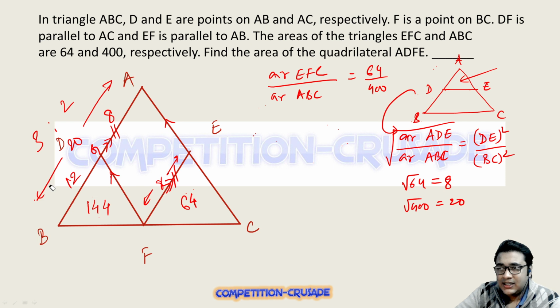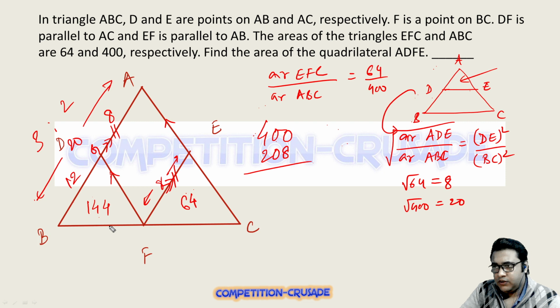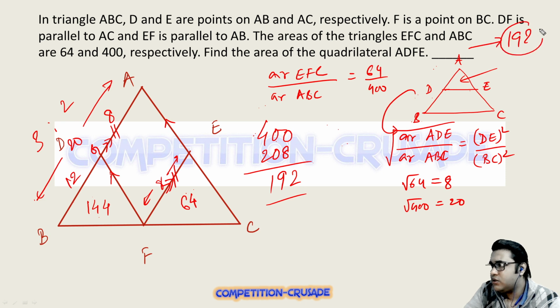It was given that the entire big triangle, ABC triangle, is 400, of which you are supposed to subtract 208. Okay, so 144 plus 64 is 208. So this becomes 192. So the answer to this is 192 square units.